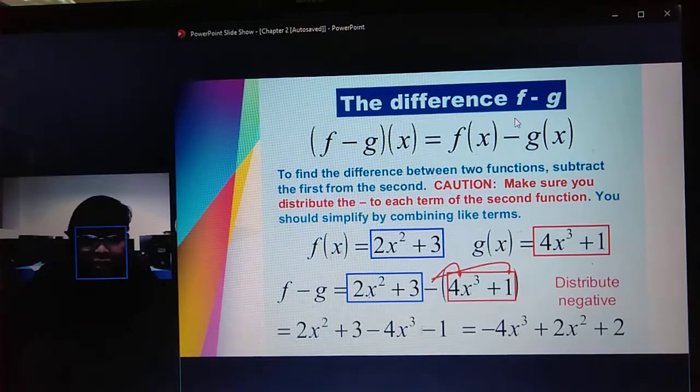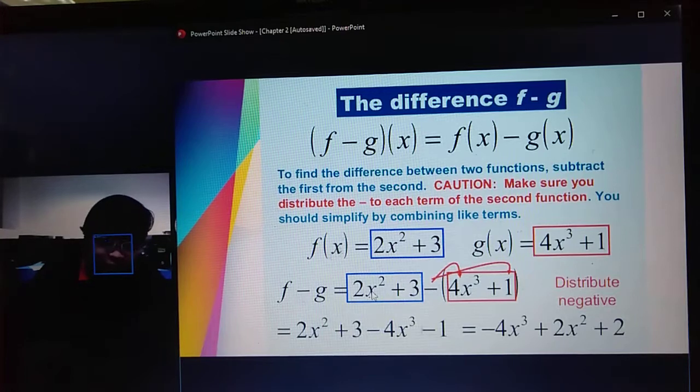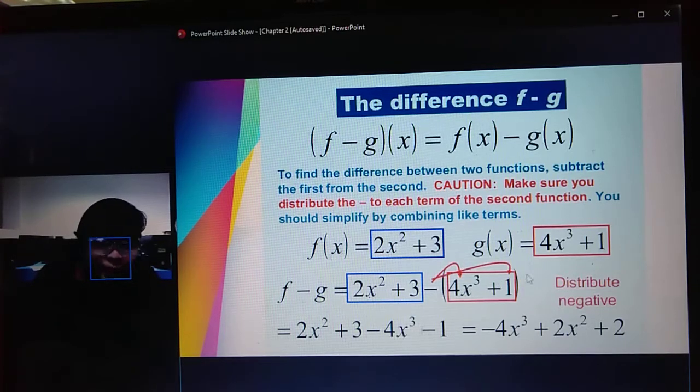you're not just subtracting here. Okay? Look at the sign first. For example, our f of x is 2x squared plus 3 and our g of x is 4x cubed plus 1. Then we will subtract it. So here, ayan, hindi mo basta-basta gawin na 2x squared plus 3 minus 4x cubed plus 1. Hindi mo agad-agad na isubtract.